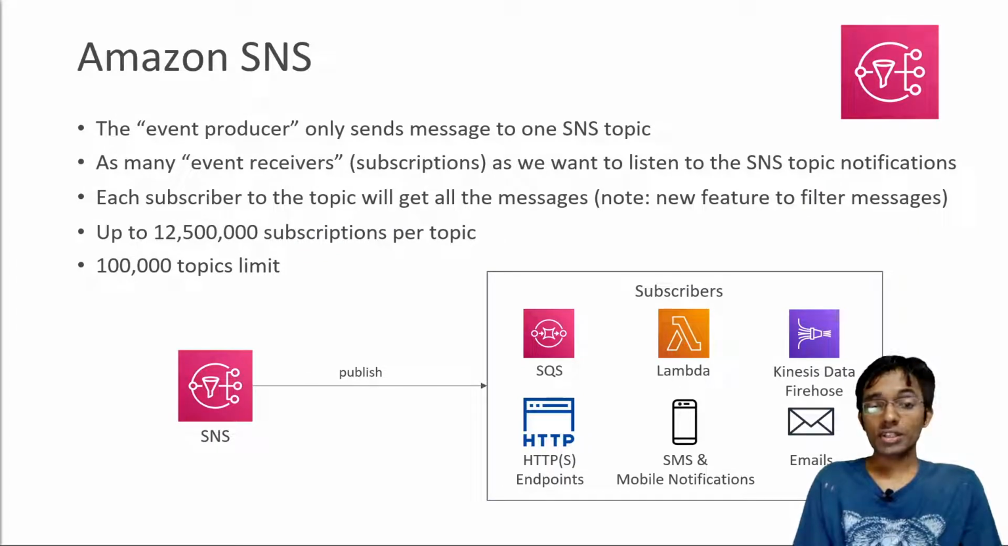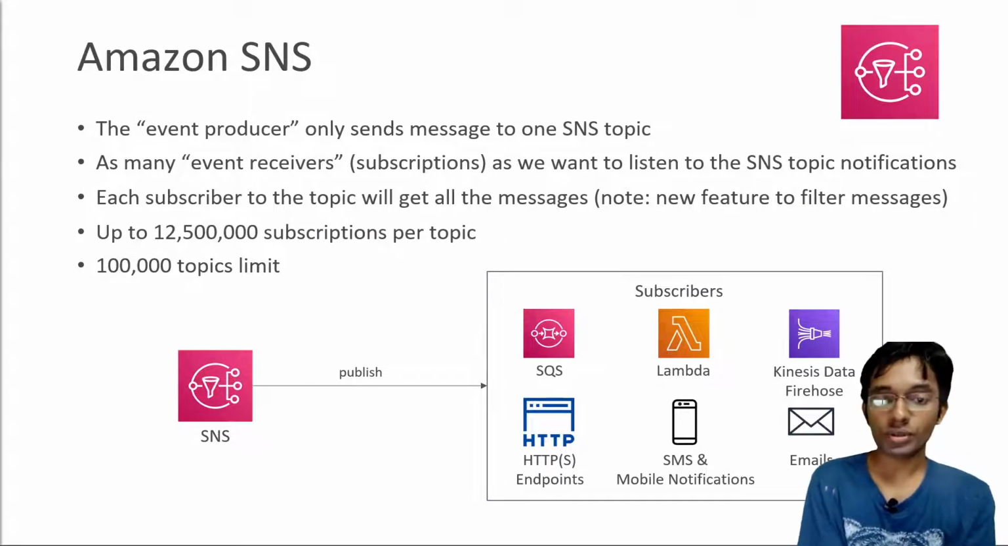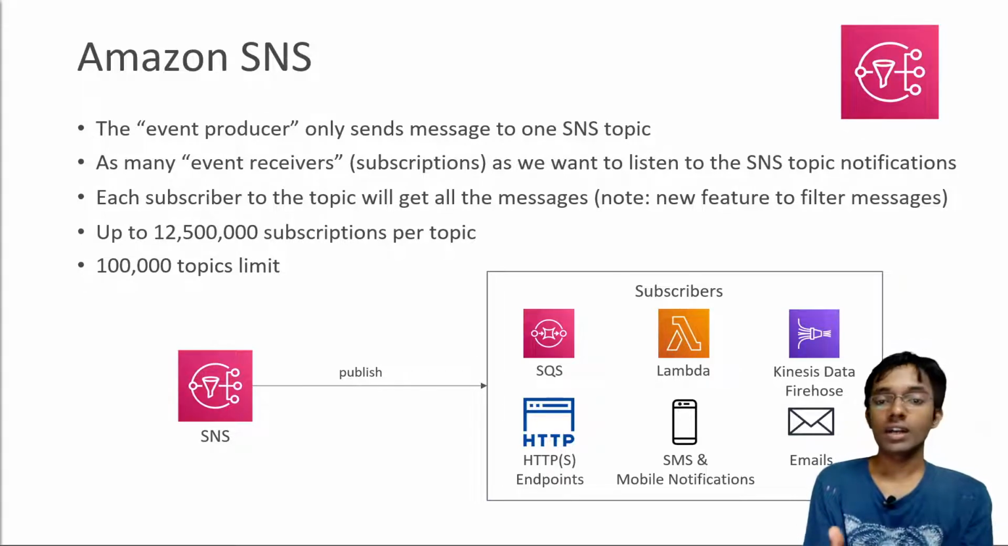So in Amazon SNS, the event producer only sends messages to one specific SNS topic, and the event receivers, or the subscriptions, listen to the SNS topic notifications. Therefore, each subscriber in your SNS topic will get all the messages sent to that topic, except if you are using a feature to filter messages, and that is possible as well.